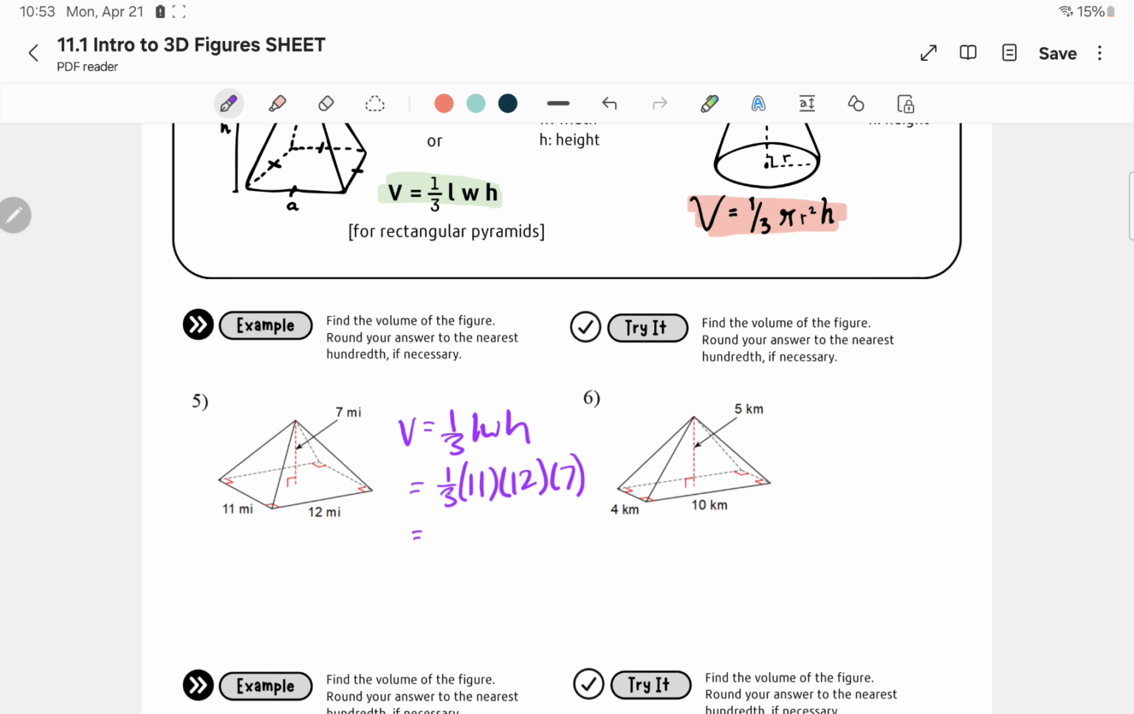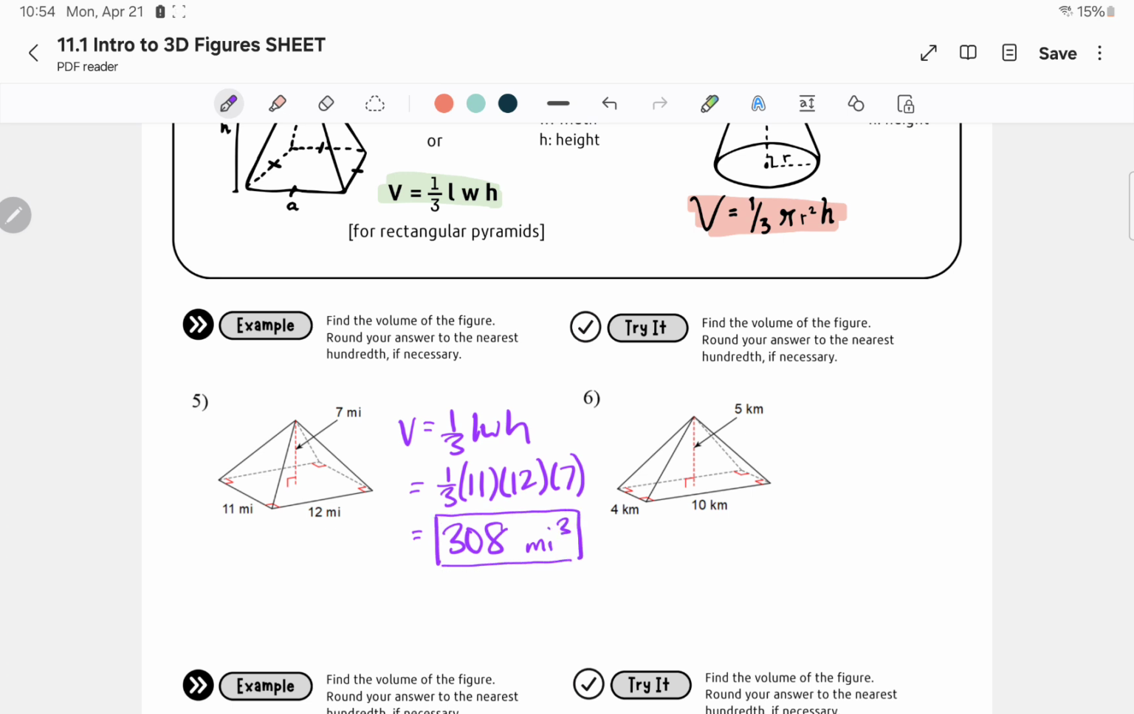This one is a little bit easier, there's no turning because the base should be on the bottom here. But it still doesn't matter because when you're multiplying, the order does not matter. Now to do this in the calculator, I would multiply all the numbers first, then divide by 3 at the end, okay? Because 1/3 is just dividing by 3. So put in 11 times 12 times 7, and then we're going to divide by 3. And that gives us 308, okay? Let's do our cubic miles.